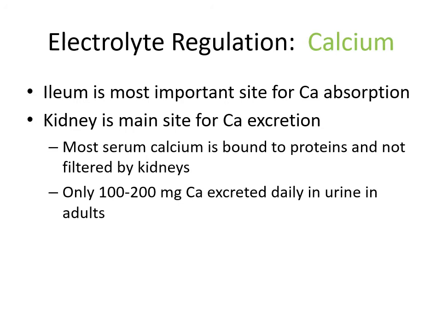So the ileum is the most important site for calcium absorption. So if somebody's had GI surgeries, this would be relevant. And the kidney is the main site for calcium excretion. So most serum calcium is bound to proteins and not filtered by the kidneys, with only 100 to 200 milligrams of calcium being excreted daily in the urine.